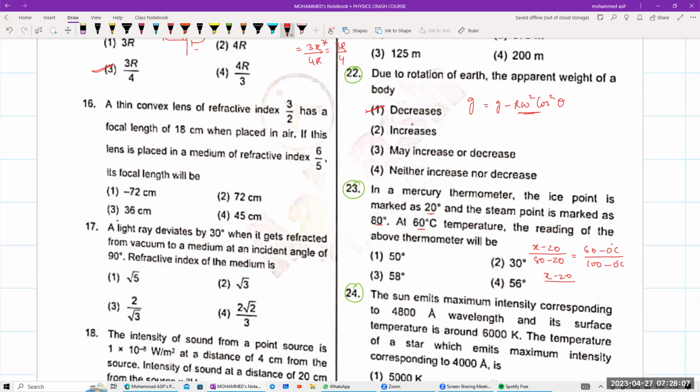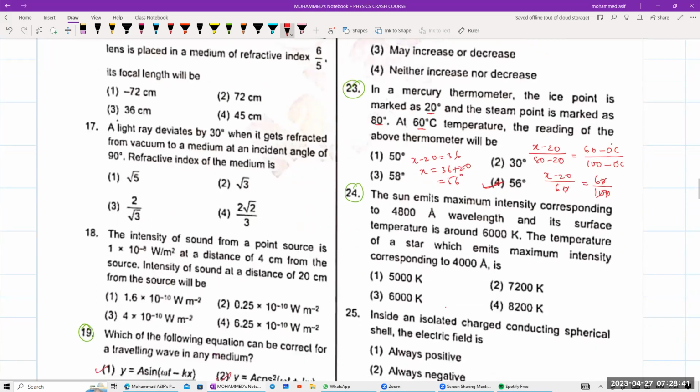कितना आएगा बेटा? 60 is equals to 60 divided by 100. ये वाला यहाँ पर चलेगा, ये वाला और ये वाला भी यहाँ पर चलेगा. So it is x minus 20 is equals to 6 6 is 36. x is equals to 36 plus 20. That will be equal to 56. Fourth option will be the answer. आया सभी को? Check. Very good. Question number 24.